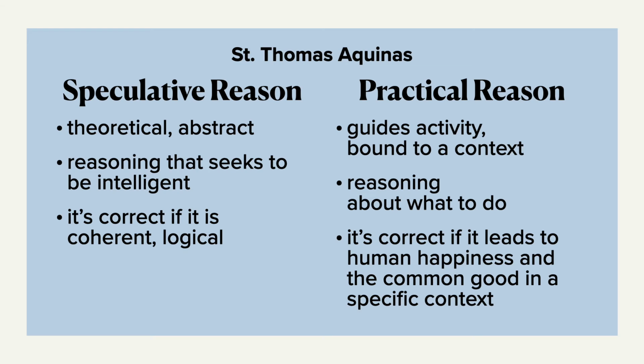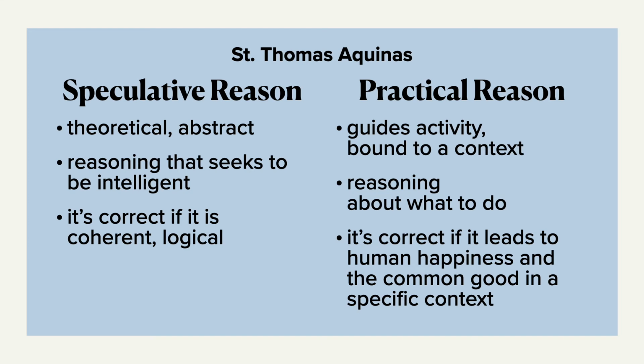But what is correct in one context may not be correct in another context. For example, if a person is a ballerina, a good diet will not be the same thing as a good diet for someone who is a sumo wrestler. We can look at some examples to help refine our understanding of the difference between speculative reason and practical reason.